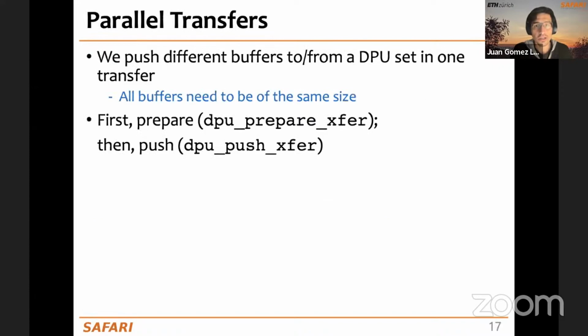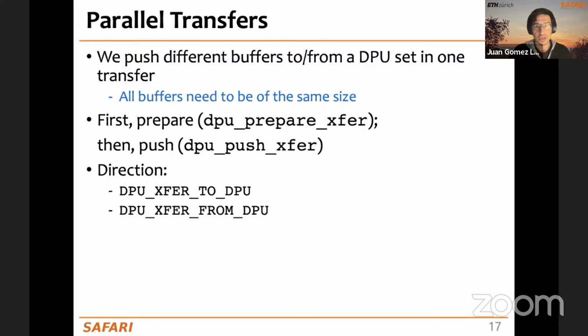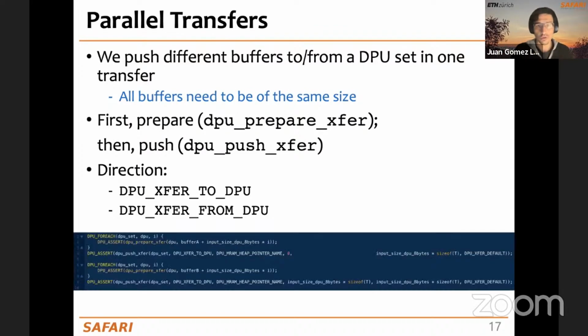Okay, so for parallel transfers, this syntax is somehow different. In this case, instead of using a single instruction either to copy data from the main memory to the MRAM bank or vice versa, here we first need to prepare the transfer and then we push them. And when we push them, we also define what's the direction of the transfer, either from the main memory to the PIM-enabled memory or the MRAM banks or the other way around.